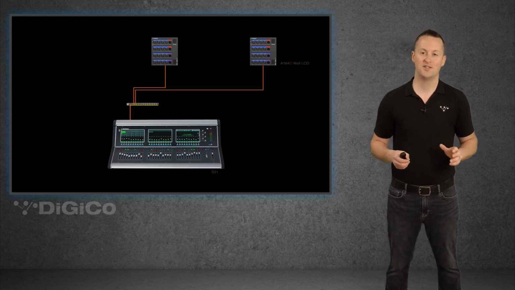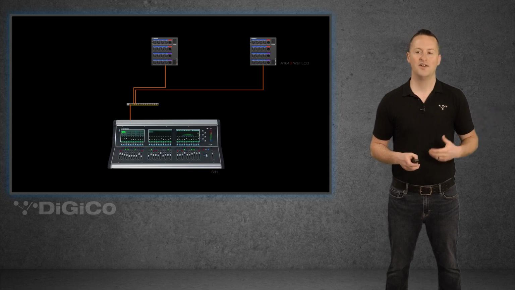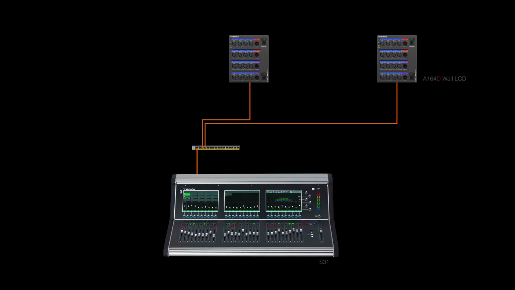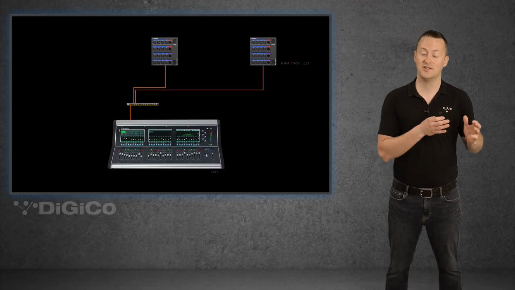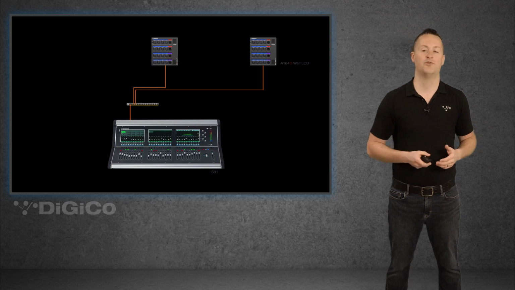Now the cool part about these boxes, not only are they in wall, they also have dynamic LCD labels. So that means that as you route and patch things throughout Dante, those labels are actually going to show up on the LCD boxes themselves. So if your volunteer has any questions about where to plug in a guitar or a vocal, it'll actually say it right there on the box. So this is incredible and a very powerful box.